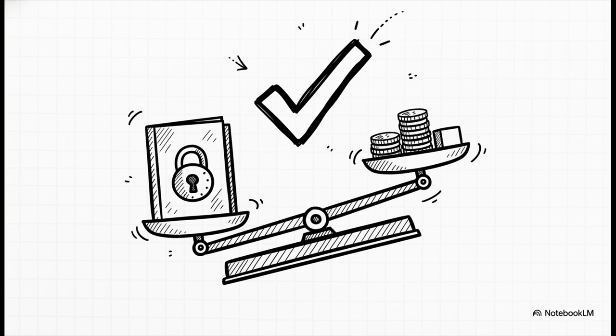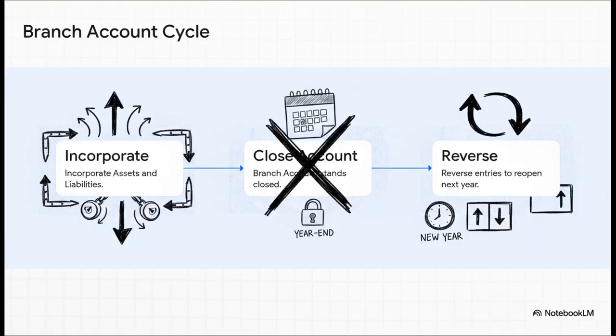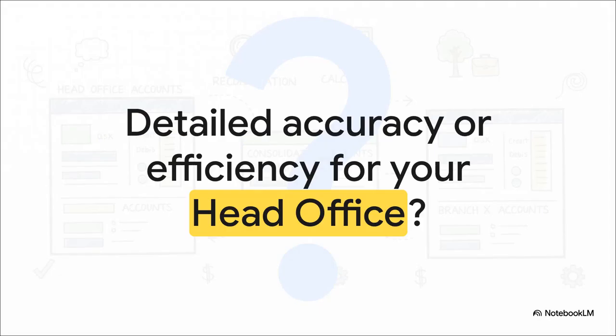So satisfying. So, how do we start the whole process over again next year? Well, after the account stands closed at year-end, the head office simply reverses the asset and liability entries at the very beginning of the new accounting year. Doing this immediately reopens the branch account, showing the exact amount due from the branch as they kick off operations for another 12 months.